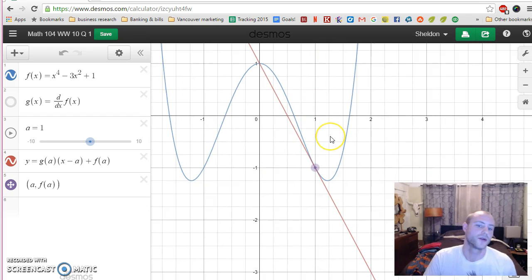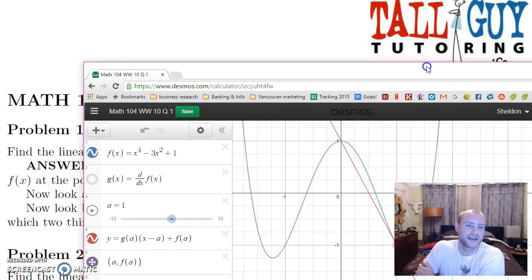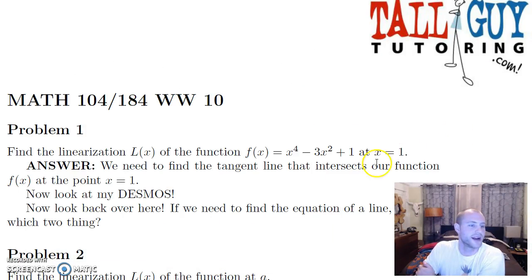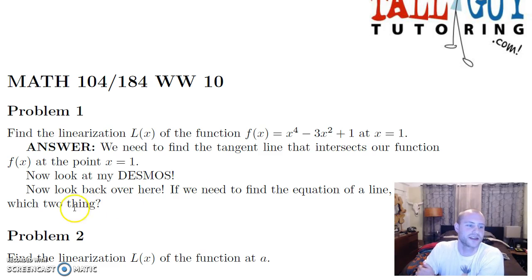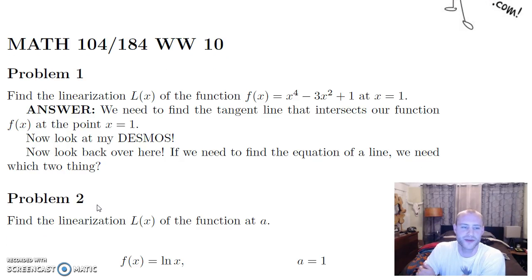So really what they're asking for is the equation of this line. That's what L(x) is. That means the equation of that line. You can do that whatever way you want. You're probably going to have to take the derivative. Yeah, you need two things. You need what for a line? You need a slope and you need a point or a y-intercept or whatever.